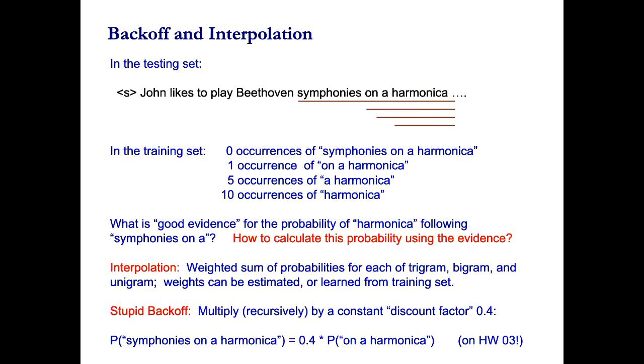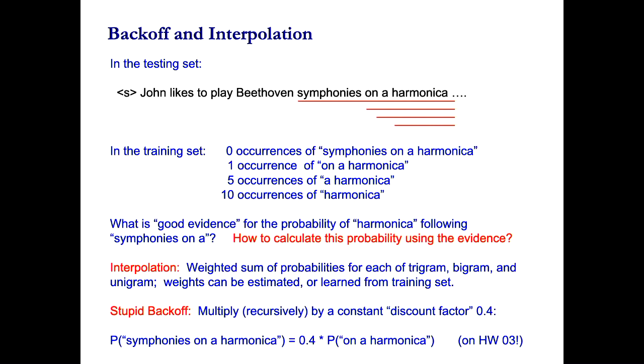So if you want to find out the probability of symphonies on a harmonica, and there's one occurrence of harmonica on a harmonica, and there's a million of these trigrams, and there's one occurrence, then the probability is one in a million. But then you have a discount factor. This information isn't quite as good, right? So you multiply it by 0.4. Where did 0.4 come from? It's in the paper. They tried it. It worked. There's no theoretical justification. Okay? You could also learn this, right?